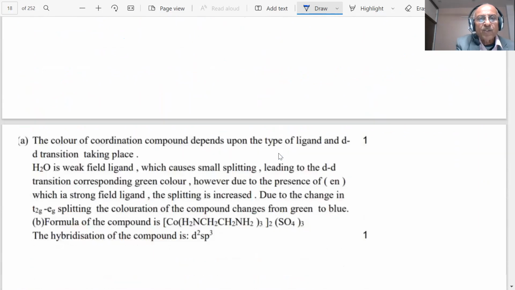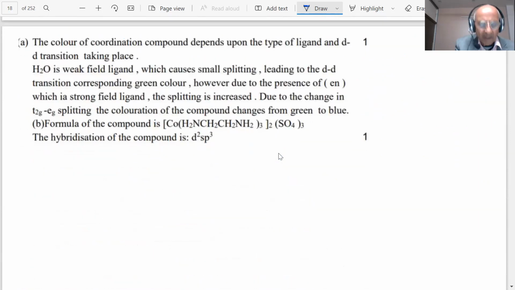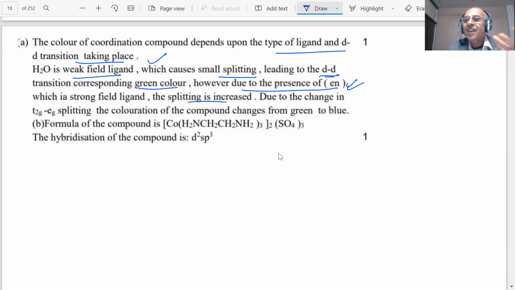Let us see the answer which has been given by the marking scheme of NCERT. The color of the coordination compound depends on the type of ligand. d-d transition: water is a weak field ligand which causes smaller splitting, as we said, delta zero, the crystal field splitting is smaller, leading to d-d transition. However, due to the presence of en, a strong field ligand, splitting is increased due to change in t2g-eg splitting, due to change in delta zero, which I have shown here. Splitting is increased and the color changes from green to blue, shifts to higher energy.